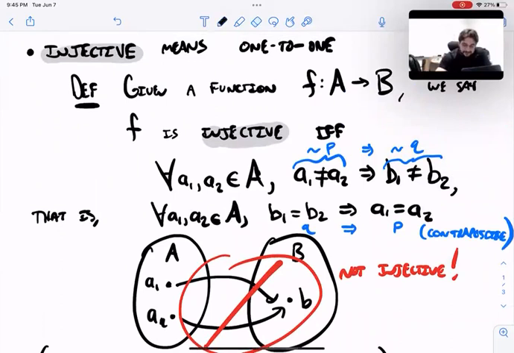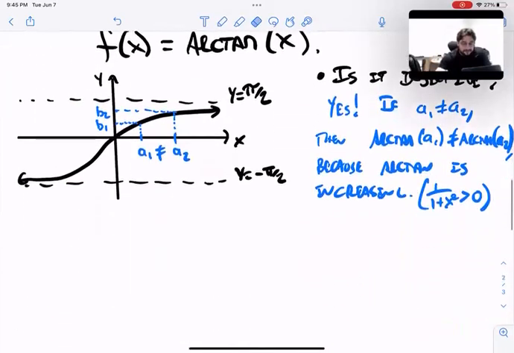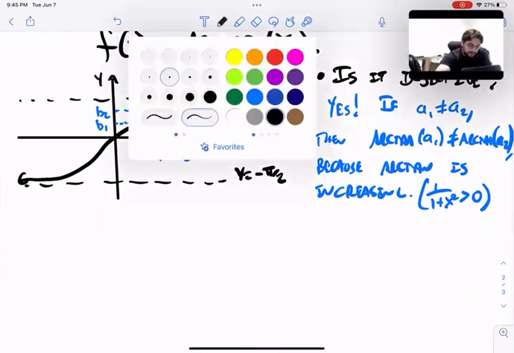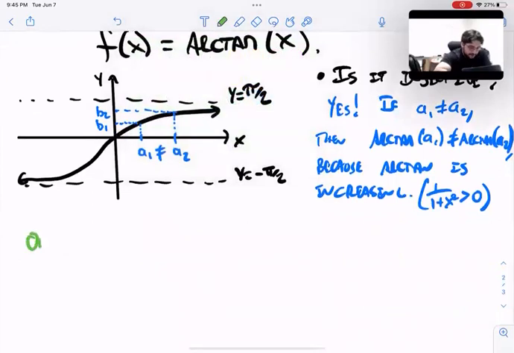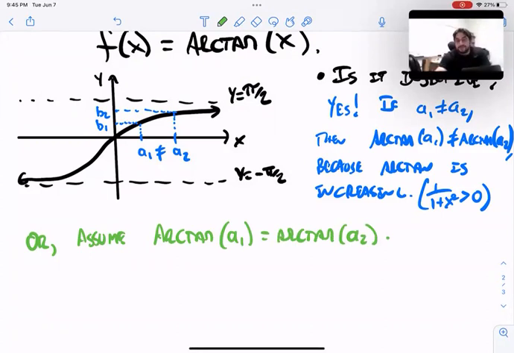I want to also think about it briefly in the form where B1 equals B2 implies A1 equals A2, so in the contrapositive. If the outputs are equal, then the inputs must be equal. So here's another way you could look at this. You could also say that you want to assume arctan of A1 equals arctan of A2. Assume those are equal to each other.